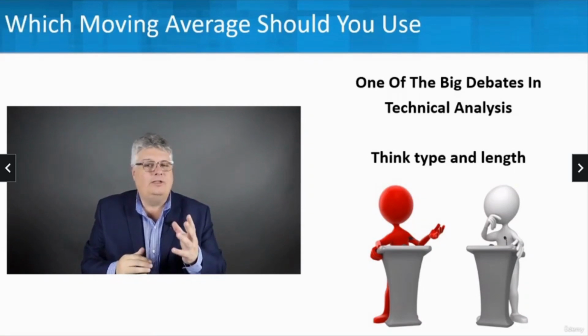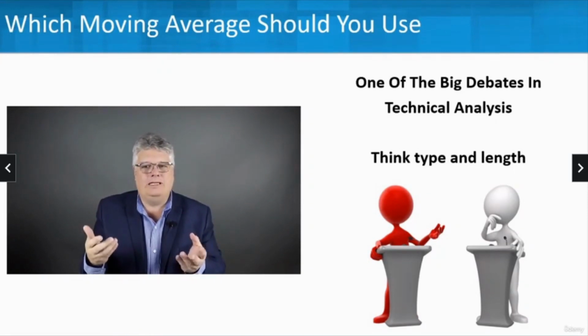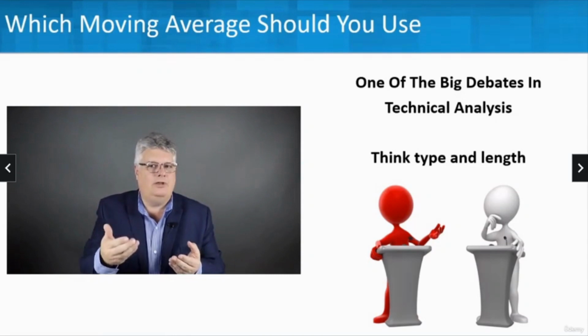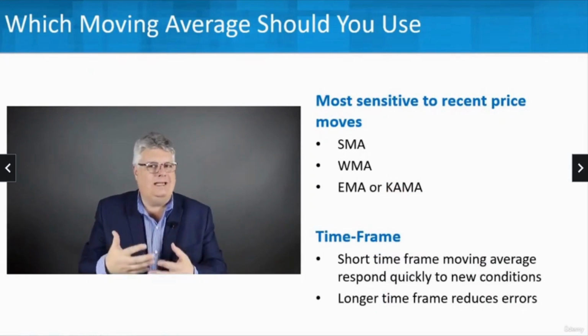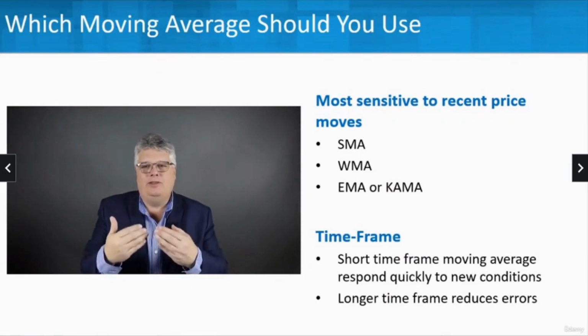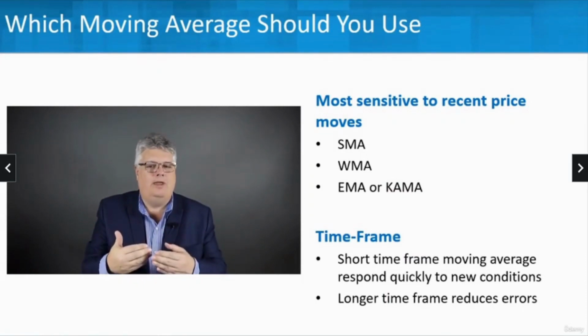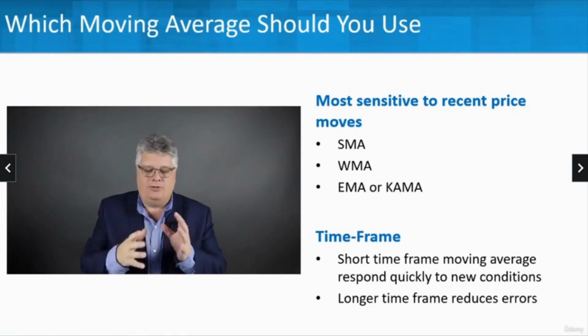And so you need to think about the type of moving average you want to use, simple or weighted or exponential or adaptive, whatever it might be. And then the length of time, the period of time. Those are the two things that work together that you get to choose from. So let's talk about that a little bit more. If we were to grade what's most sensitive to recent price moves, the simple moving average, or SMA, would be the least sensitive, then the weighted moving average, then exponential, and then something like a Kaufman moving average would be more sensitive to recent price moves. So that's a way you can look at it.